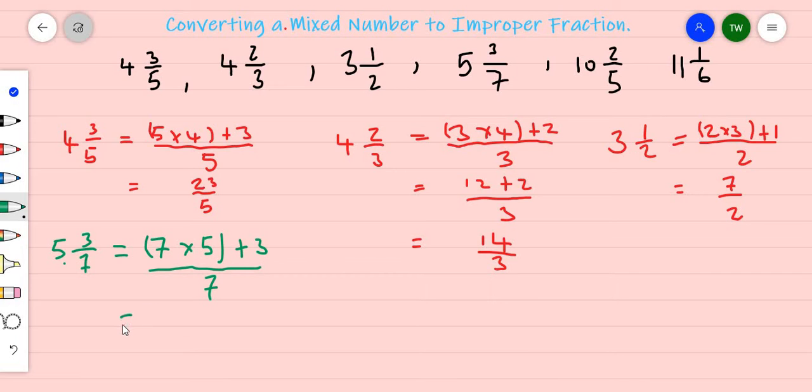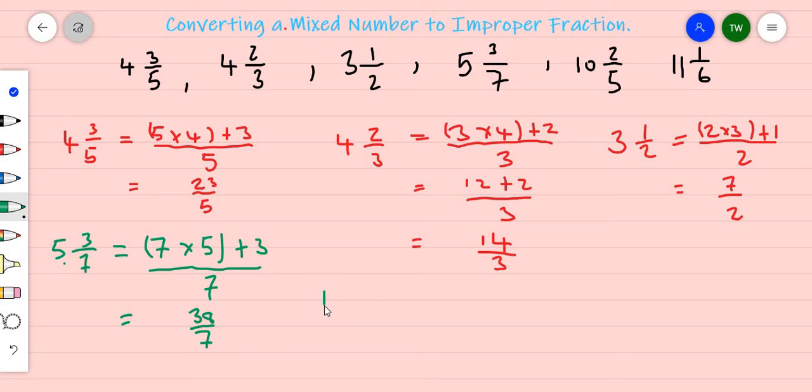and you quickly just simplify. 7 times 5, that's going to give us 35, plus 3, that's going to give us 38, and you put it back over your original denominator of 7. So final answer is going to be 38 over 7. Let's look at another one.